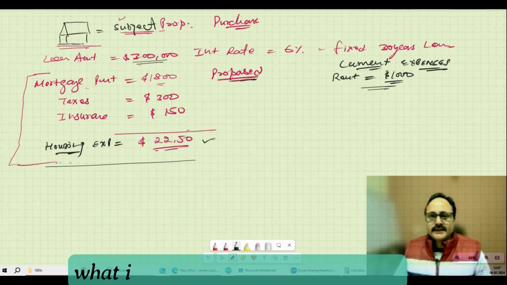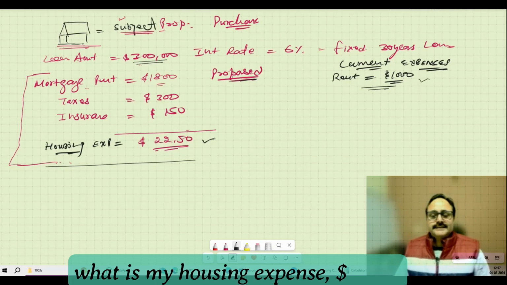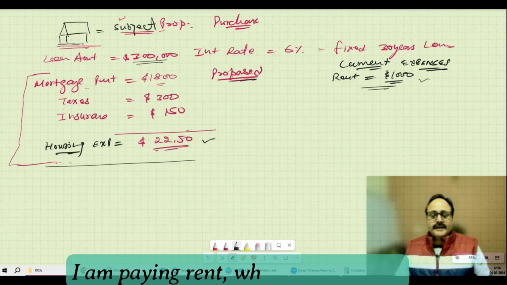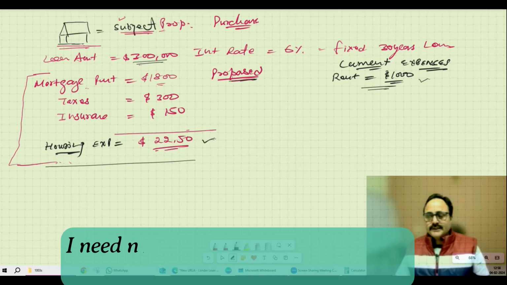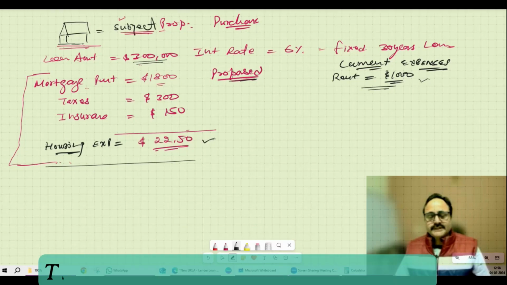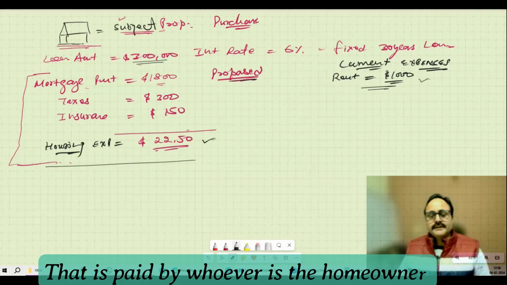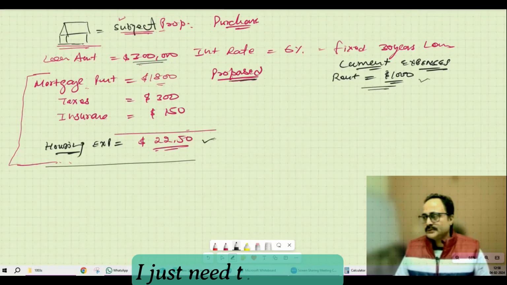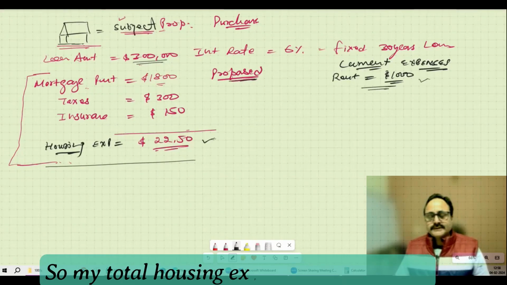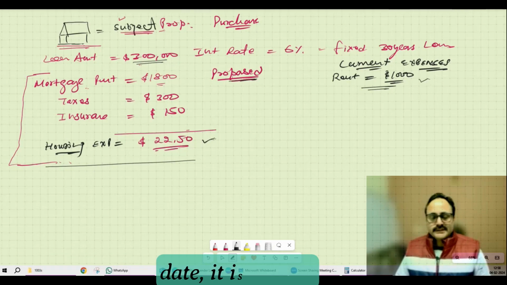As of now, what is my housing? $1,000. That is rent. I'm paying rent. When I rent a property, I need not worry about taxes or insurance. Whoever is the homeowner will take care of that. I just need to pay rent. So my total housing expense at the current date is $1,000.